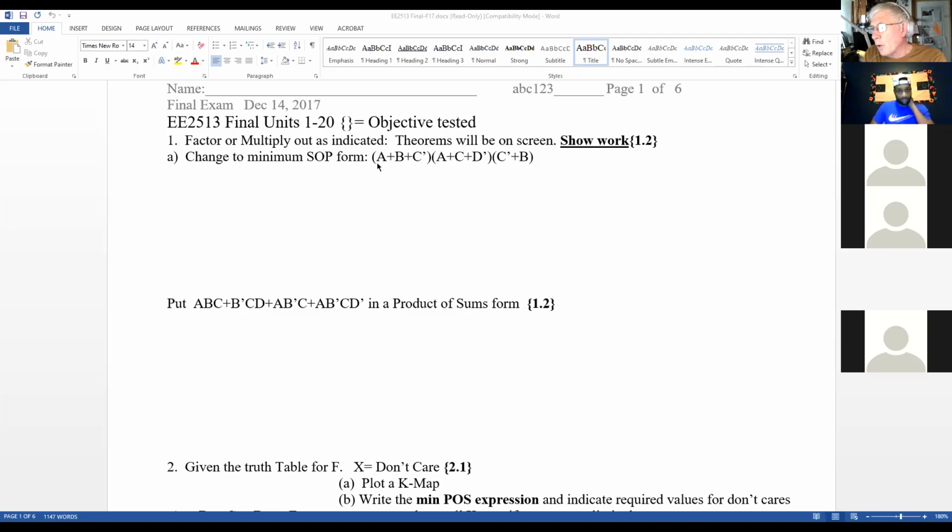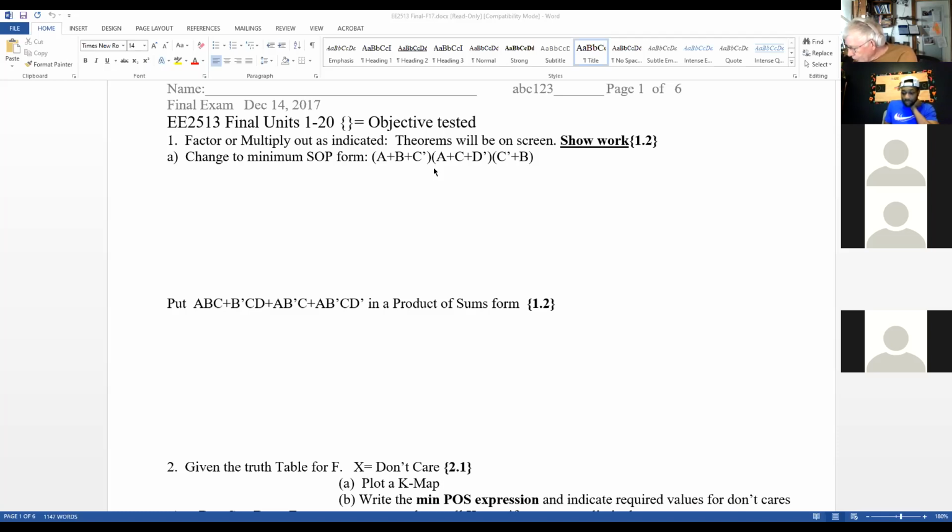All right. So the first problem. There will be a couple of SOP to POS. There'll be one SOP to POS and one POS to SOP. So you should review that. It won't kill you if you miss it. But all right, let's look at this one. This is (A + B + C')(A + C + D')(C' + B).